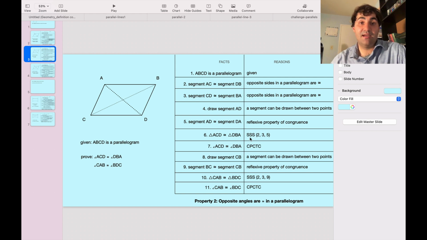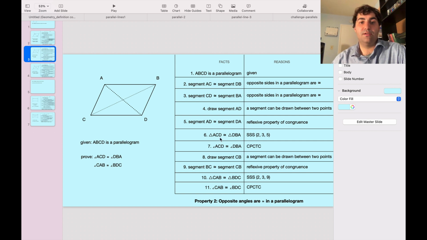I'm going to apply the side side side postulate to statements 2, 3, and 5 to get triangle ACD is congruent to triangle DBA. We know that corresponding parts of congruent triangles are congruent, so using this ordering here, we know that angle ACD is congruent to angle DBA. So we've already proved this first relation here.